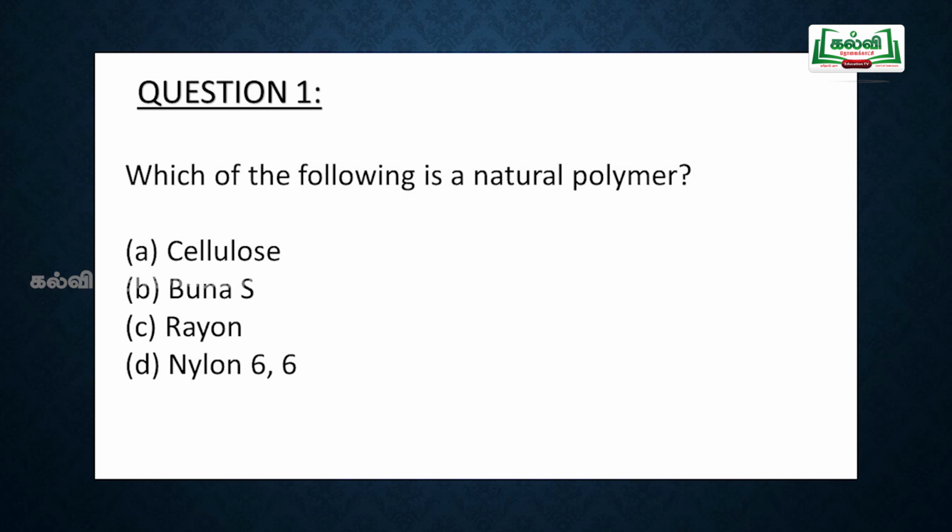Which of the following is a natural polymer? Cellulose, Buna-S, rayon, and nylon 66. Here, cellulose is a natural polymer. Buna-S is a completely synthetic polymer. It is prepared from butadiene and styrene. Rayon is a semi-synthetic polymer. It is prepared using cellulose nitrate. So that's why it's semi-synthetic. Nylon 66 is also synthetic. So the correct answer for this question is cellulose, a natural polymer.